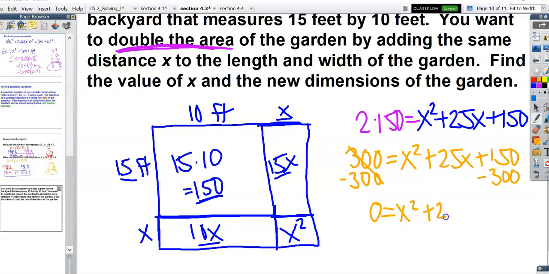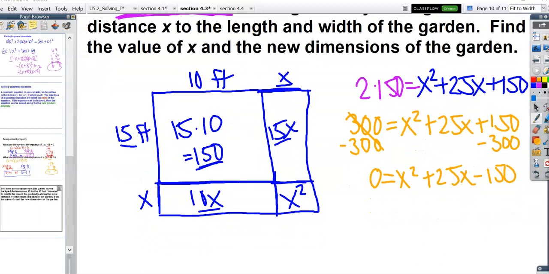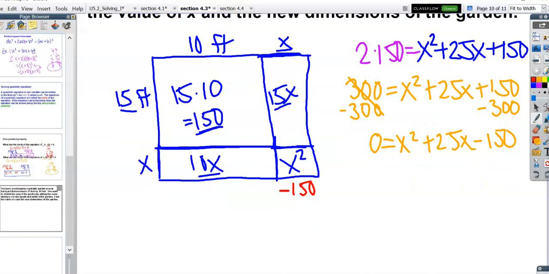So x squared plus 25x. Now it just becomes minus 150. So 150 is the number we need to factor. And I should say negative 150. And when you have a bigger list of factor pairs like this, I would say you don't need to finish all the way to the end, but get enough to where you see the answer.